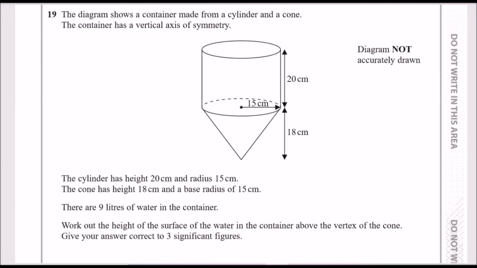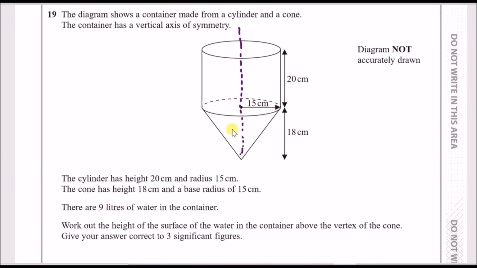Alright, number 19. The diagram shows a container made from a cylinder and a cone. So here's our cylinder and here's our cone. The container has a vertical axis of symmetry. I think when they say that, all they want to say is that if you put a needle or a line in, it's symmetrical around that. That's what I personally understood from it. Now, looking at the shapes, the cylinder has a height of 20 and a radius of 15. And the cone has a height of 18 and also a base radius of 15.